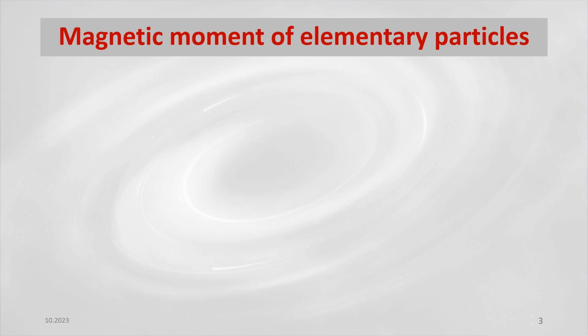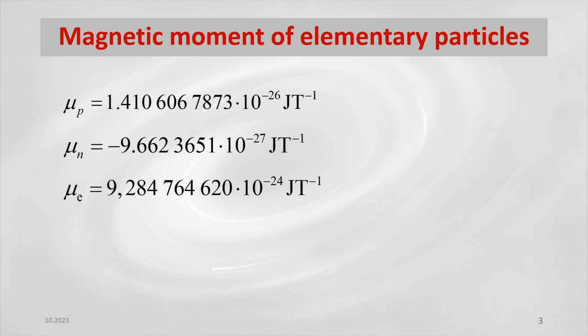To explain the principle of a covalent bond according to the ring theory, we need to start with the magnetic moments of elementary particles. Currently, the magnetic moments of the proton, neutron, and electron are experimentally demonstrated and very precisely measured. What does the magnetic moment tell us about elementary particles?